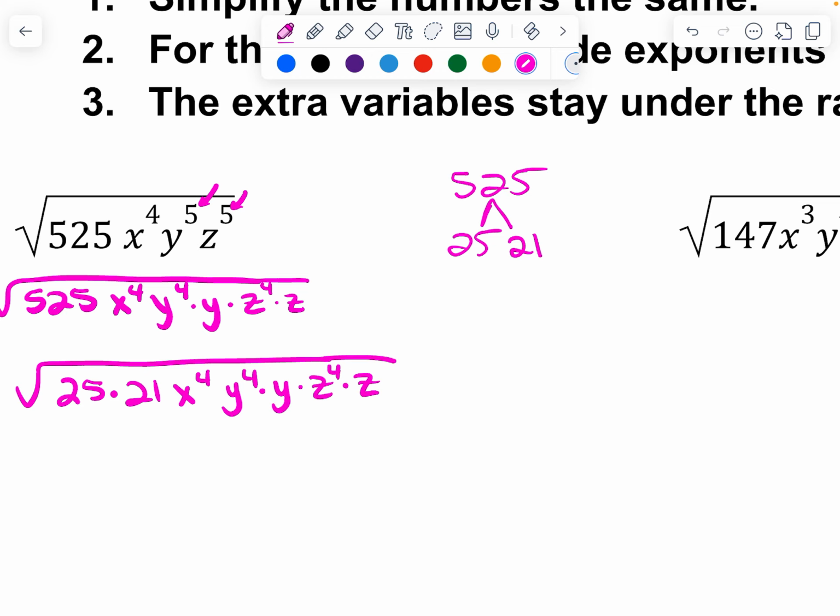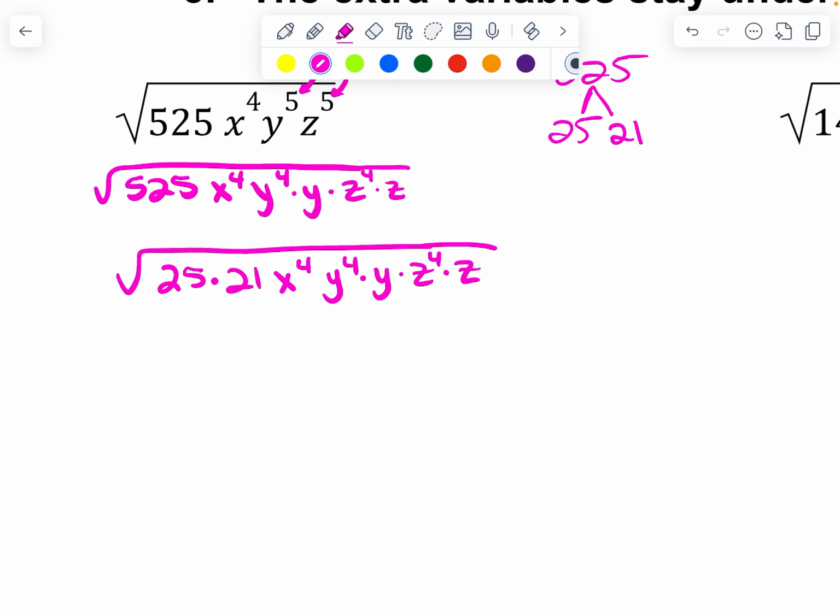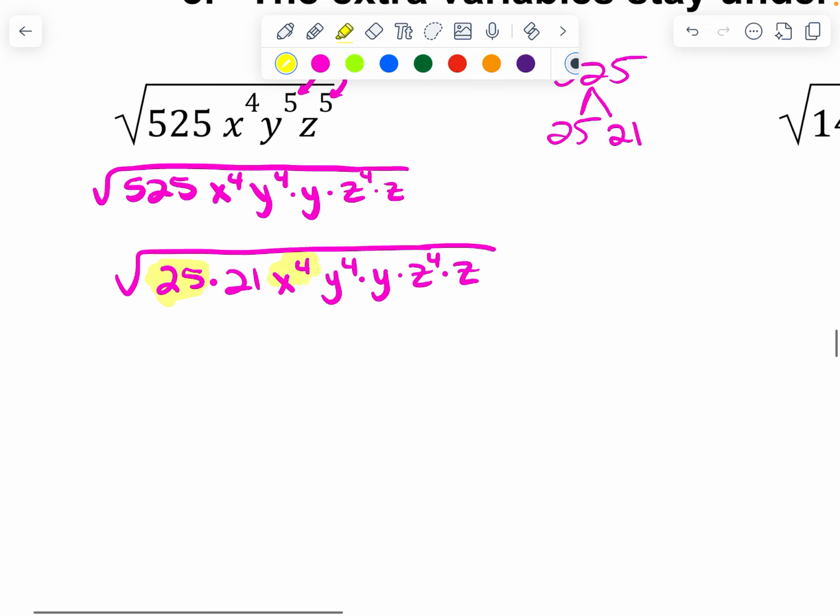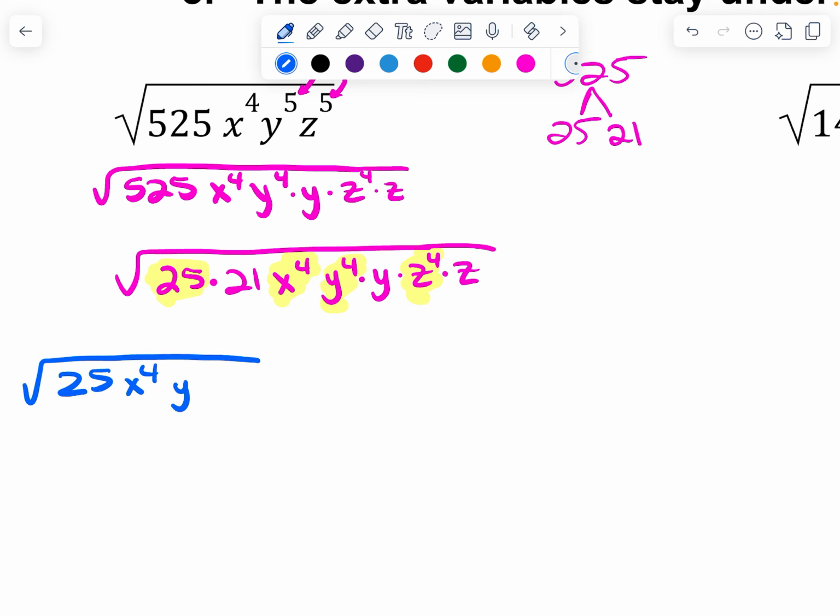Now, all the things that I can take a square root of, I can take the square root of 25, I can take the square root of this, and this, and this. The things I cannot take the square root of are the things that don't have a perfect square. So I'm going to write all the things I can take the square root of over here. And I'm going to multiply that by what I can't take the square root of.